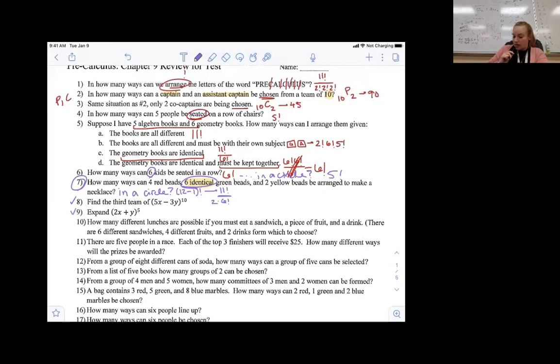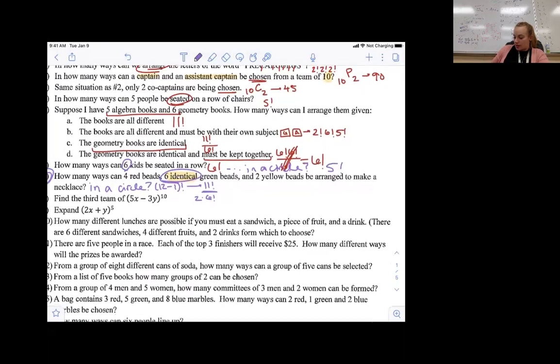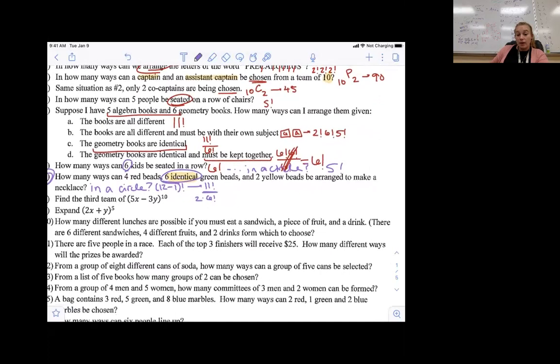All right, number 10 looks more difficult than it is. How many different lunches are possible if you eat a sandwich, a piece of fruit, and a drink? Okay, so there are 6 different sandwiches. You have to eat one of them. So I can think of that as 6 choose 1.